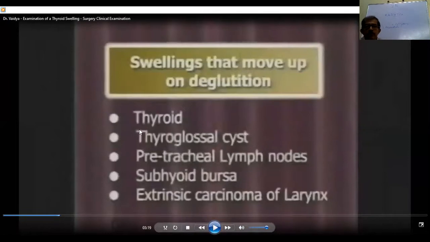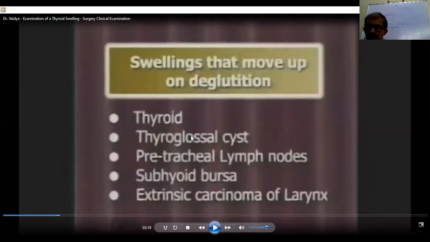So here you have to know the other swellings that move with deglutition. Please carefully see the spelling: it is deglutition, not deglutation. Some people say deglutination, and that is also wrong. It will give you an awkward picture whenever you say deglutination. So please see this spelling, deglutition.